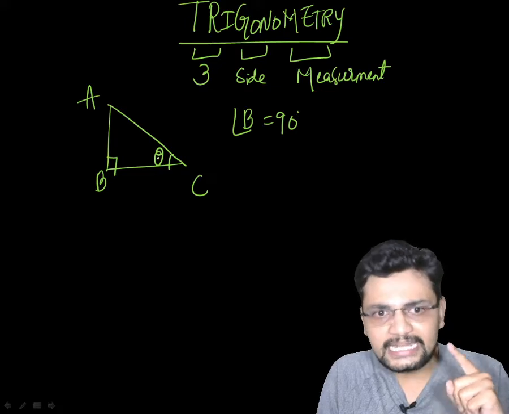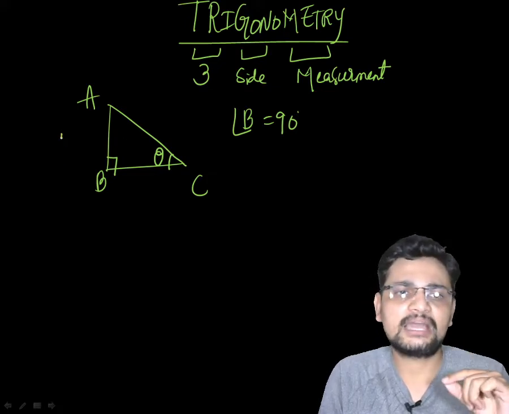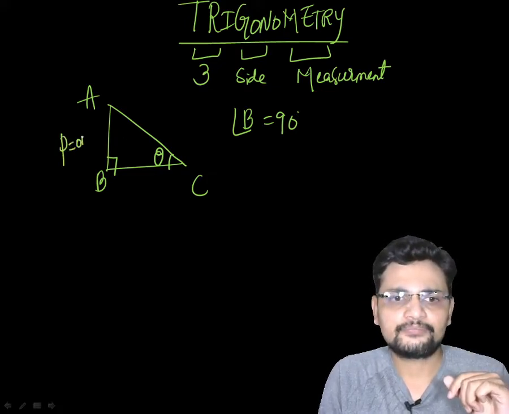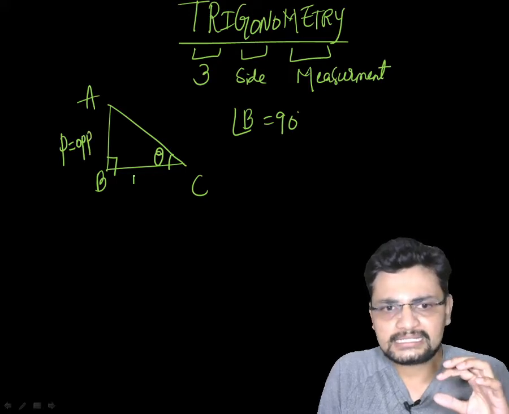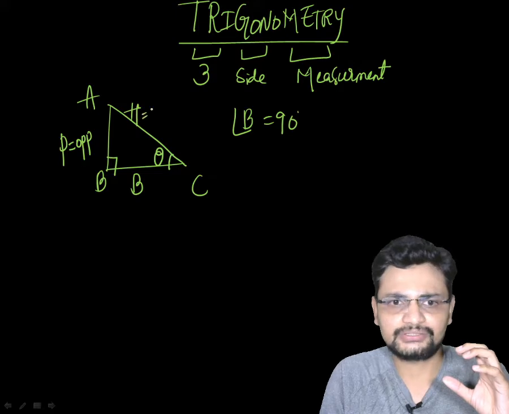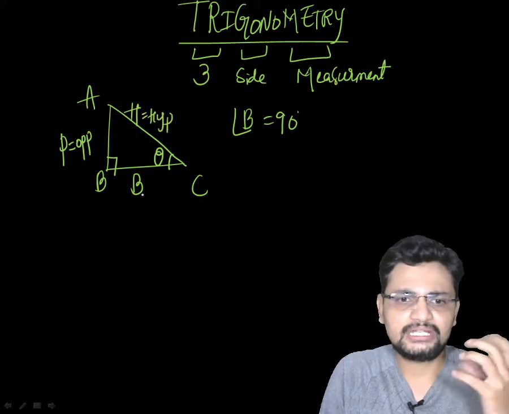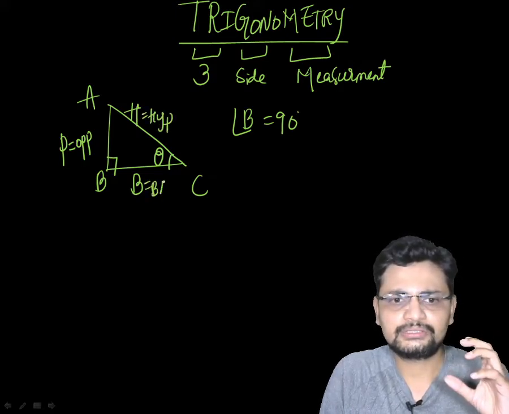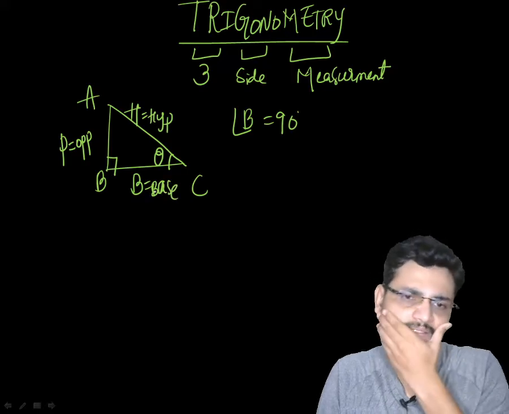Now, a side opposite to theta is called the opposite side, and this side is the base and the longest side is considered as the hypotenuse. So opposite, and this is base, and we have a hypotenuse.